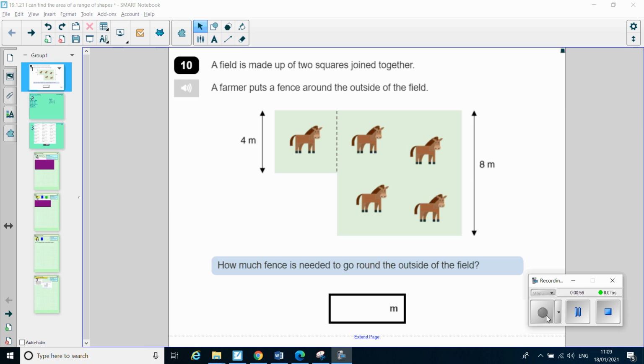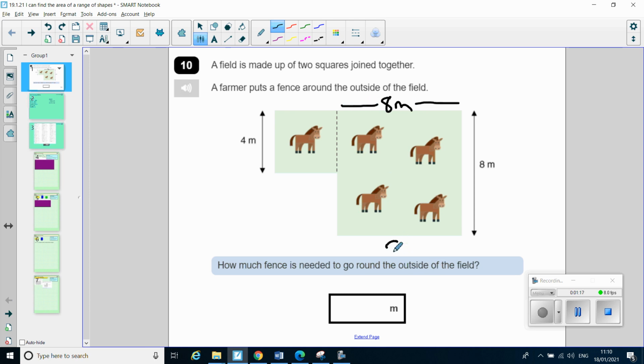Now, the key here is that they've told us that they are squares. So I've got two squares. I've got a big square, which is 8 metres, and a small square, which is 4 metres. So if I know that this side of the big square is 8 metres, then this side must be 8 metres as well. And that's going from here to here. That's 8 metres. And this side must be 8 metres. I'm going to leave this side for now. We'll come back to it.